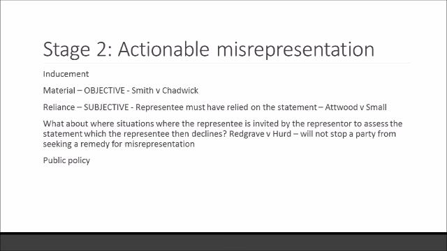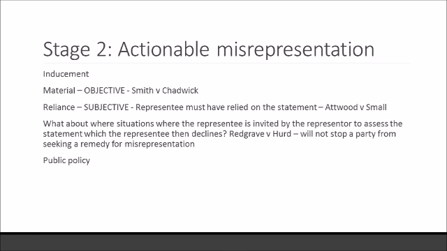And I put the case of Atwood and Small up there, because in Atwood and Small, the representee wasn't too sure as to whether the representor was telling the truth, whether the statement was true. So he conducted his own research. He hired a third party to conduct some research, and the third party came back and told the representee that the statement was actually true. The statement was actually false. So the third party actually made a mistake.